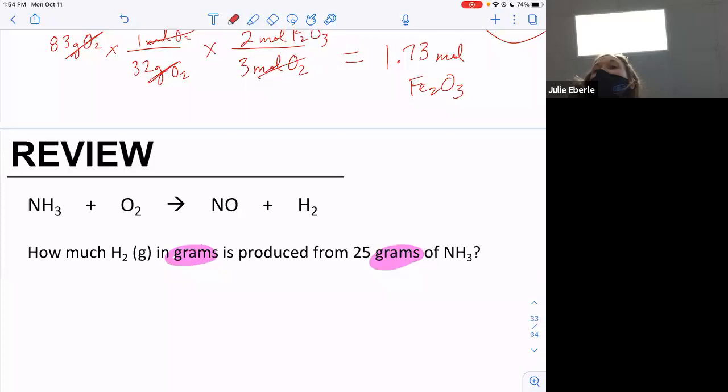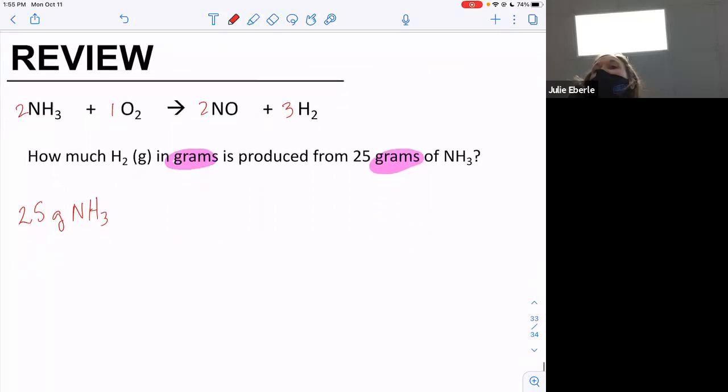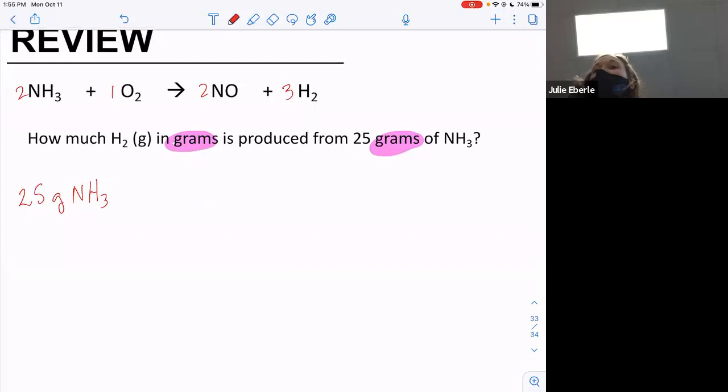So start with the 25 grams of NH3. Oh, first off, we should probably make sure it's balanced because I don't think it is. So what do y'all think we need to do to get it balanced? You said 2, 1, 2, 3. So that gives us 2 nitrogens on both sides, 6 hydrogens on both sides, and 2 oxygen. I like it. Okay. So 2, 1, 2, 3. Those are the coefficients we ended up with.